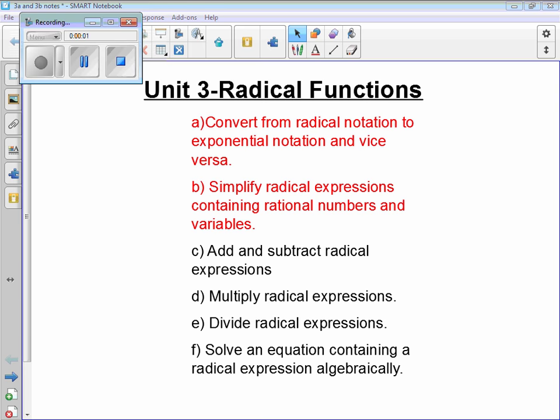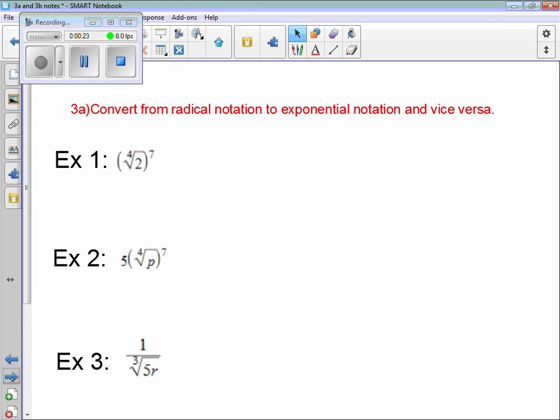Okay, so this is Unit 3, Radical Functions. So now we're studying radicals. Last unit was absolute value, now it's radicals. Today we're going to be doing 3A, which is converting from radical notation to exponential notation and back and forth, and vice versa. And B, simplifying radical expressions containing rational numbers and variables. So let's get into it.